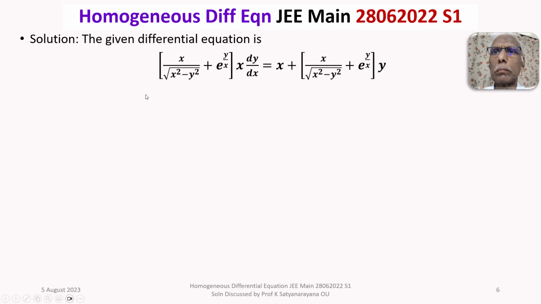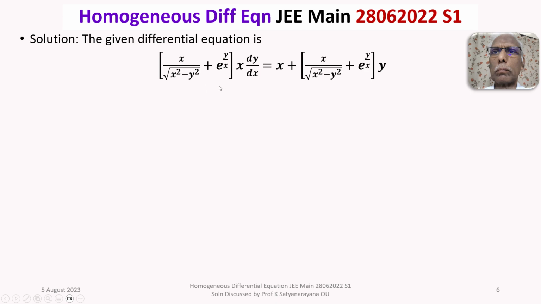Now look at this x by root of x square minus y square. If you take this x in the numerator into the denominator, then it can be written as 1 by under the square root of (x square minus y square) by x square, that is 1 minus y square by x square, that is 1 minus (y by x) whole square. So what are we trying? That means we want to write everything in terms of y by x.